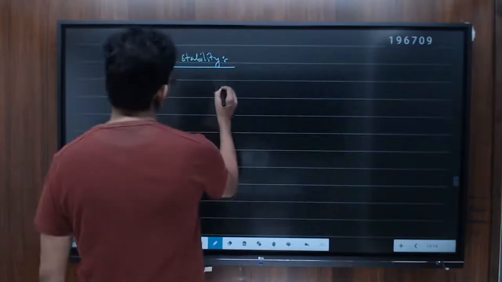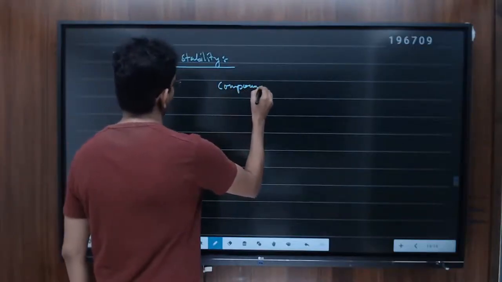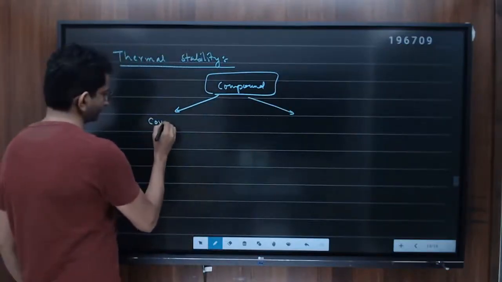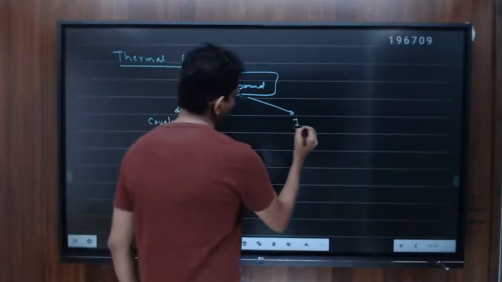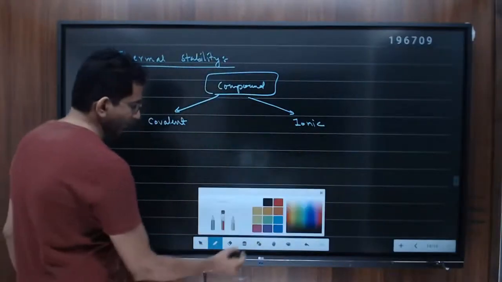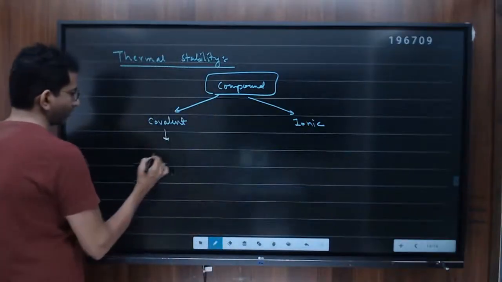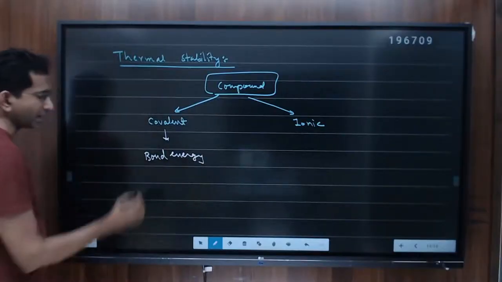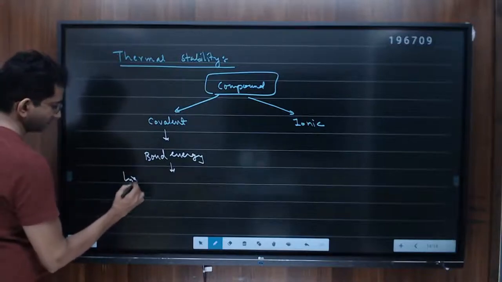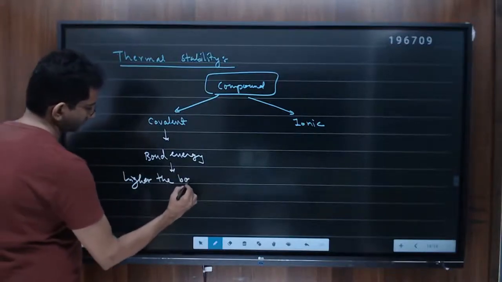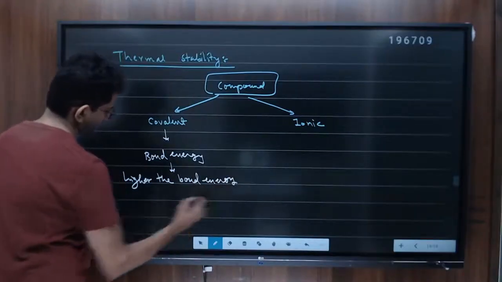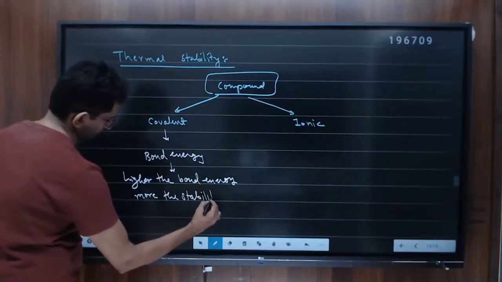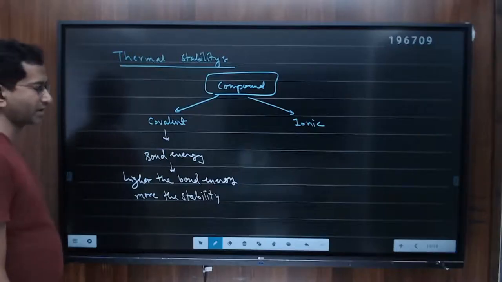You will have to find out whether the compound is covalent or ionic in nature. There are two possibilities: covalent compound and ionic compound. If the compound is covalent, it is very easy to find out: bond energy. Higher the bond energy, more the stability.